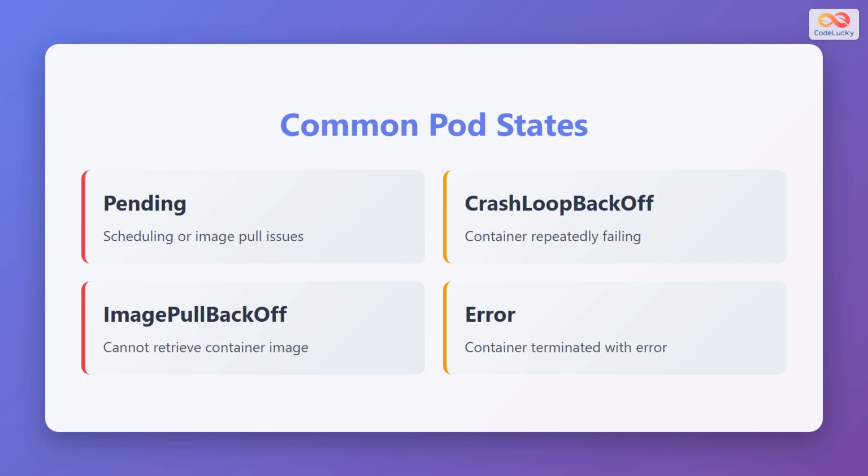Pods can enter several problematic states that indicate specific issues. The pending state usually means Kubernetes cannot schedule the pod, often due to insufficient resources or scheduling constraints. CrashLoopBackOff indicates that your container starts but immediately crashes, and Kubernetes keeps trying to restart it. ImagePullBackOff means Kubernetes cannot retrieve your container image from the registry, possibly due to authentication issues or incorrect image names. The error state shows that the container terminated with a non-zero exit code, indicating an application failure.